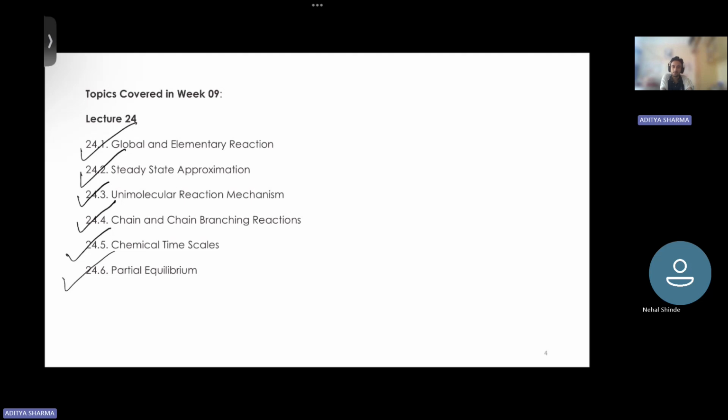In that case, the partial equilibrium of the whole process is called the partial equilibrium of the combustion process. In some part, this whole process is in equilibrium, so that has eventually been called partial equilibrium. So this is your partial equilibrium from lecture number 24.